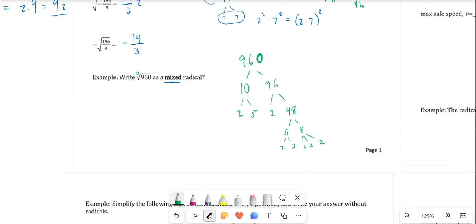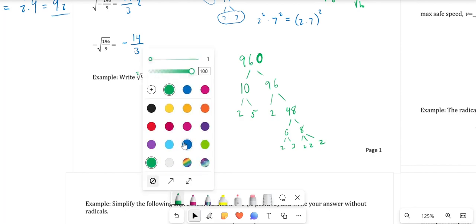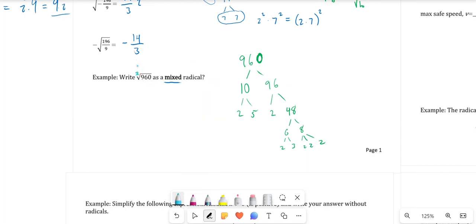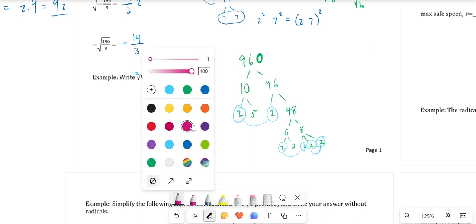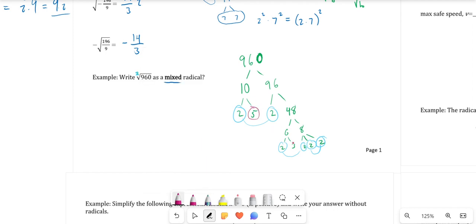We're talking about a square root, so we're interested in pairs. So where are my pairs? Well, here's a pair of 2's. Here's a pair of 2's. And here is a pair of 2's. Right? We have 3 pairs of 2's. And then, do I have any other pairs? No, I have these leftover numbers, 5 and 3.